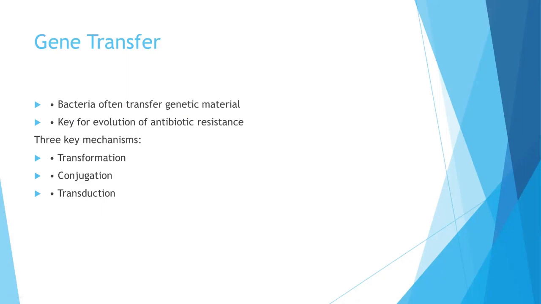Now, whenever the bacteria multiplies, obviously there should be gene transfer. So now we will be studying the different modes of gene transfer. Bacteria often transfer genetic material, which is the key for evolution of antibiotic resistance. There are three main mechanisms behind the gene transfer of bacteria: transformation, conjugation, and transduction.